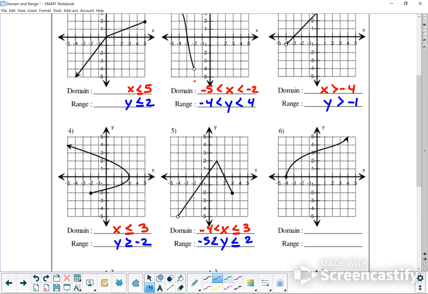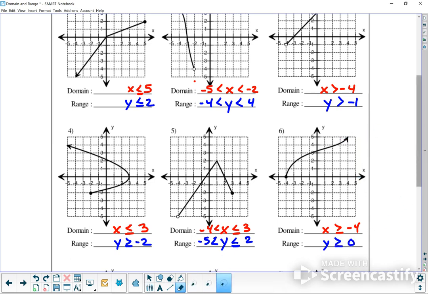Okay, next one. The x is going to stop here, and the arrow means it keeps going forever. So this is going to be x is greater than, because we want everything bigger than, and then it does stop at -4, so bigger than or equal to -4. The y, or the range, the lowest it goes is about right here, 0. And see the arrow again? That means it's going to keep going up. So this is going to be y greater than or equal to 0.